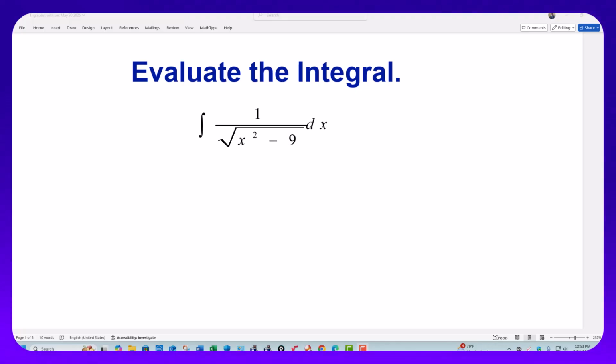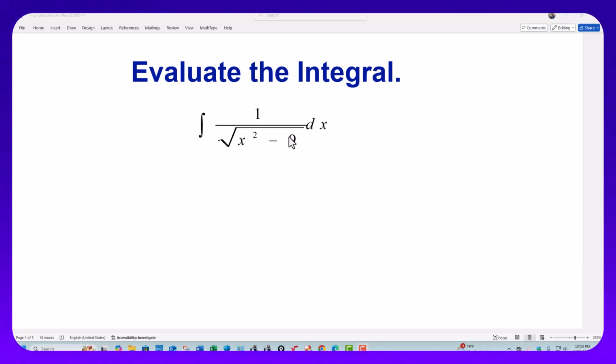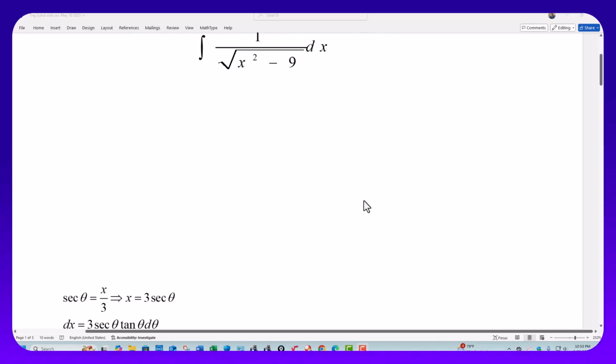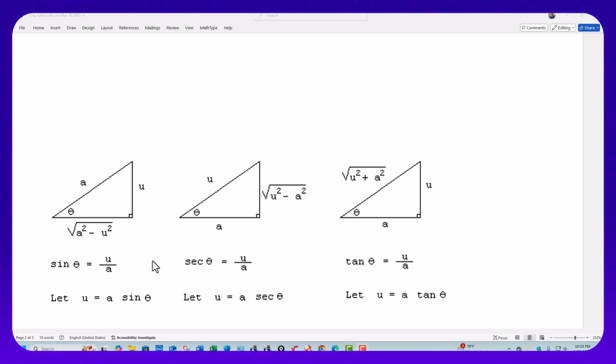In this video, we're going to evaluate the integral of 1 over the square root of x squared minus 9. And this is a special type of integral that involves a certain substitution. So let's look at the different forms that we can have. These special substitutions are going to involve the sine function, the secant function, and the tangent function. Cosine can also be used and so forth, but these are the main ones.